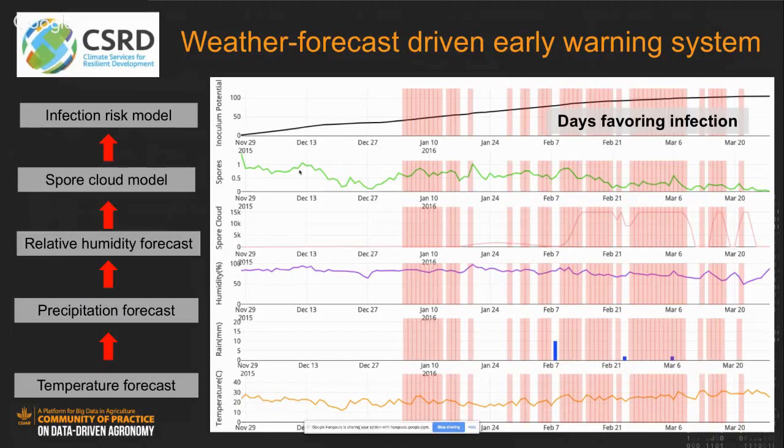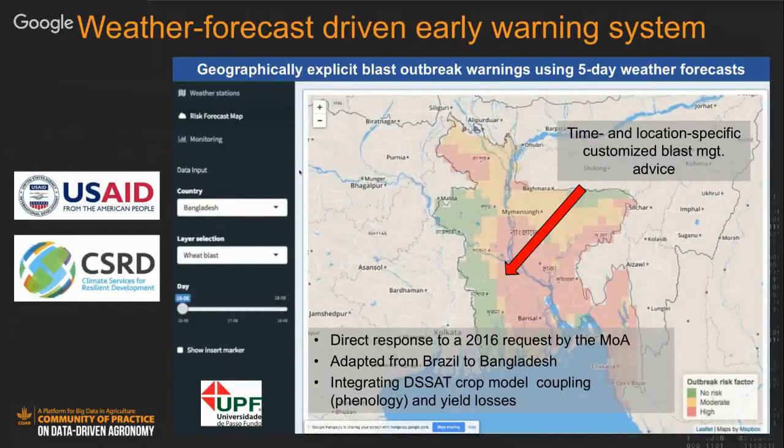And that's all very good, and you can show that with a lot of data and graphs, as I'm showing here. Or you can also render that in very simple dashboard format with gridded information that indicates on a map where you might have no risk versus moderate or high risks in advance of the disease occurring. And again, this is also very, very useful and good.